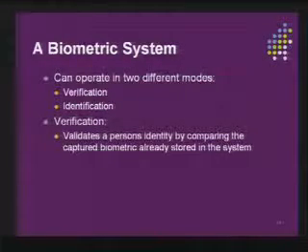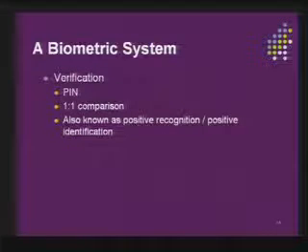A biometric system can operate in two different modes. The first mode is verification, and the second mode is identification. Verification validates a person's identity by comparing a captured biometric against one already stored in the system. I'm trying to verify who you are, and typically this is done in a one-to-one format.